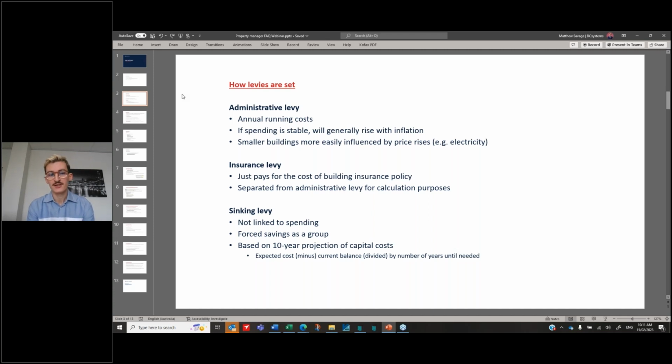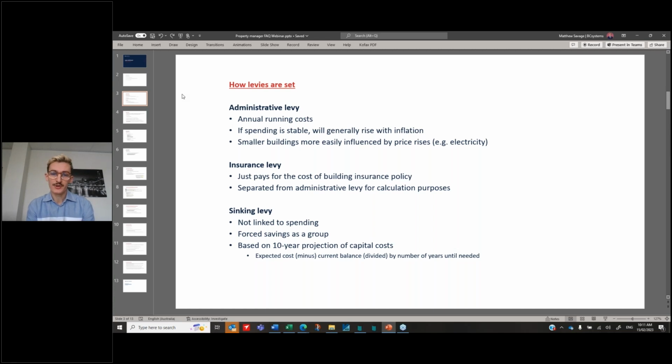So a sinking fund is a savings fund and it's a long-term savings fund. So no different to households. If you're saving up to buy a new car or do a renovation, you're saving money every year, even if in that year you're not actually spending anything out of that savings. So the idea of savings is that it gets bigger and bigger over time.